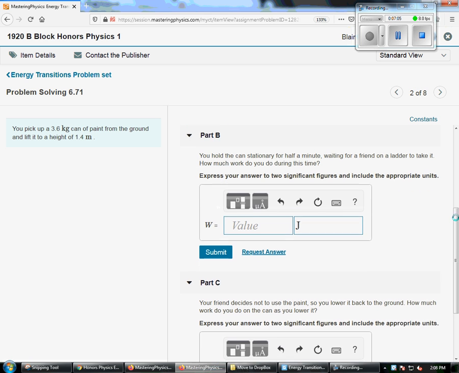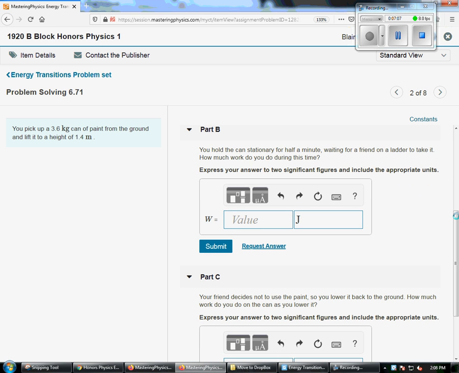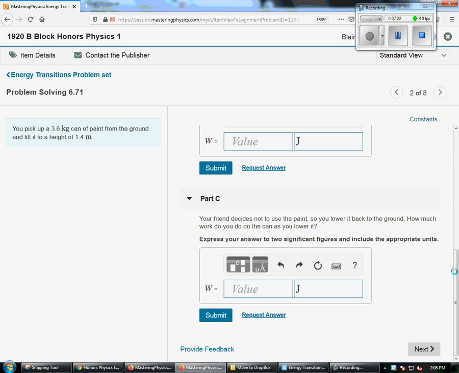Then part B, you hold the can stationary for half a minute waiting for a friend on a ladder to take it. How much work do you do during this? Oh, this is just like that experiment we did holding the books out. Yeah. Oh, so you guys know the answer to B. Zero.